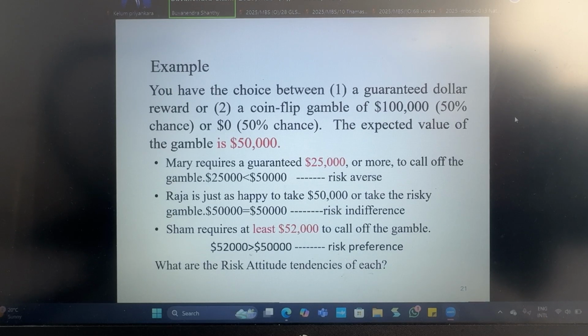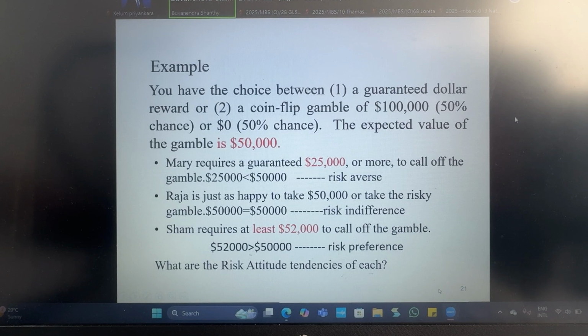Shyam requires at least $52,000. So his certainty equivalent value is $52,000. He expects more compared to the expected value of $50,000. So we can see Shyam's attitude towards this risk: he prefers the risk. His certainty equivalent amount is actually $52,000. Okay, I took a simple scenario to explain the three concepts related to risk.